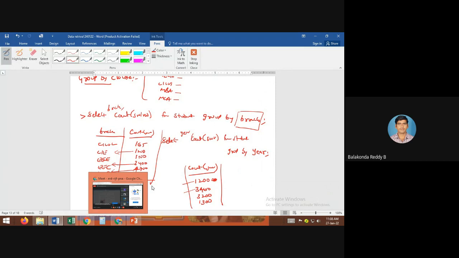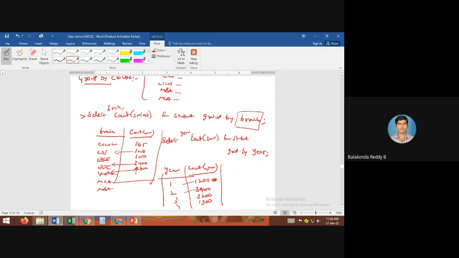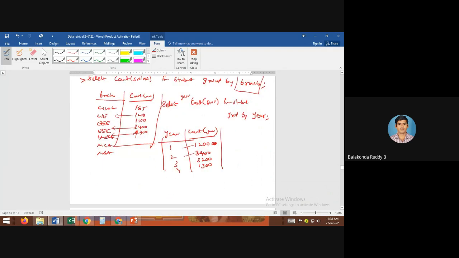So group by class, the result we are grouping based on that attribute. For identification purpose, we are adding that group by attribute in this one. So first year count 1200, second year 3400, third year 3200, fourth year 1300. Like this, it displays the count.